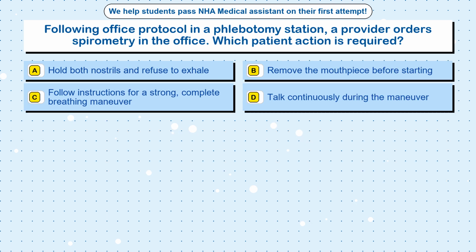Question 95. Following office protocol in a phlebotomy station, a provider orders spirometry in the office. Which patient action is required? Option A, hold both nostrils and refuse to exhale. Option B, remove the mouthpiece before starting. Option C, follow instructions for a strong, complete breathing maneuver. Option D, talk continuously during the maneuver.